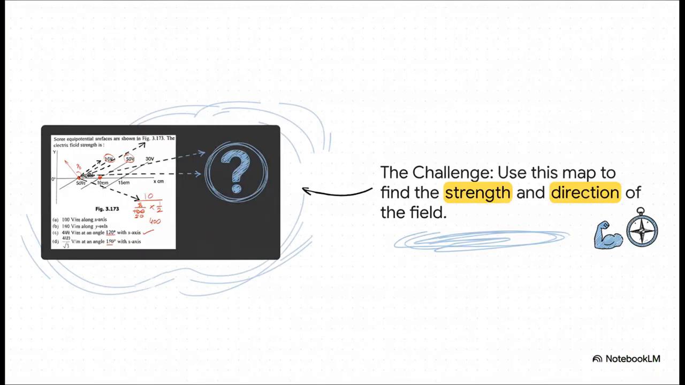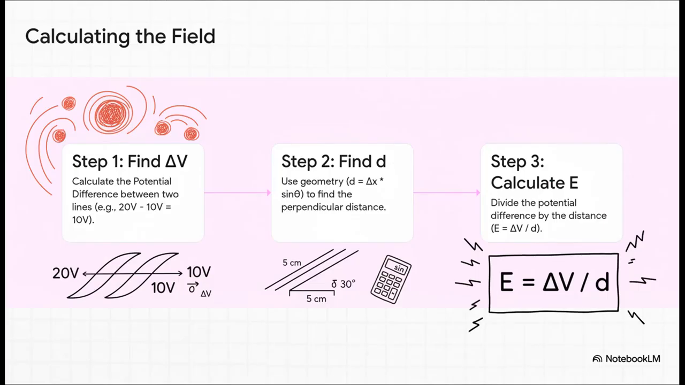So here is our challenge. We have this equipotential map. We can see 3 lines, one at 10 volts, one at 20, and one at 30. We're given a distance and an angle. And the question is, just using this picture, can we figure out the exact strength and direction of the electric field here? And the answer is a big yes. It's actually pretty easy if we break it down into 3 steps.